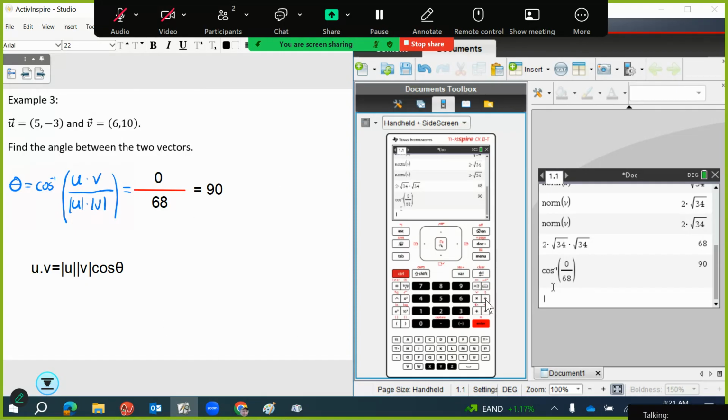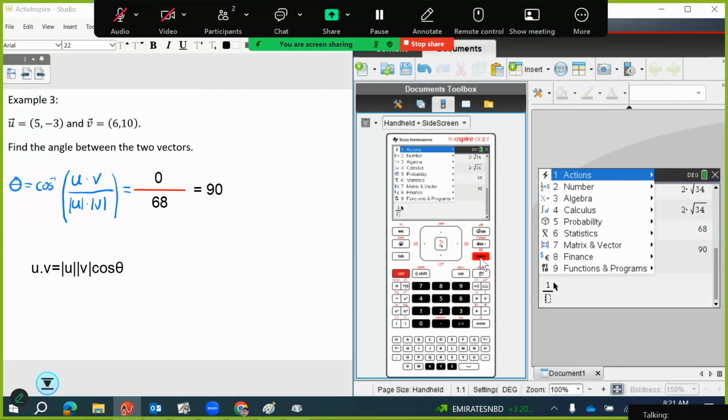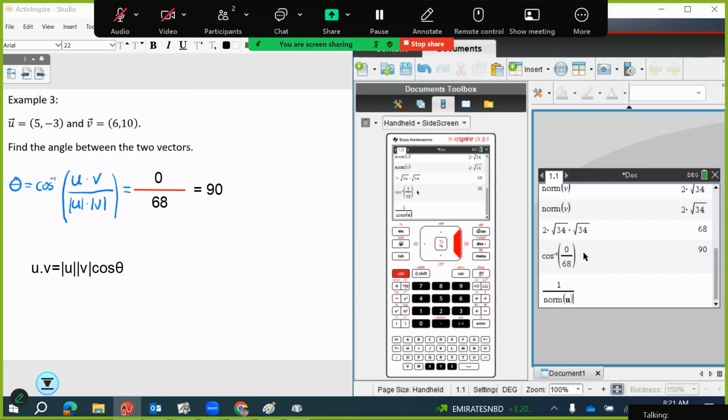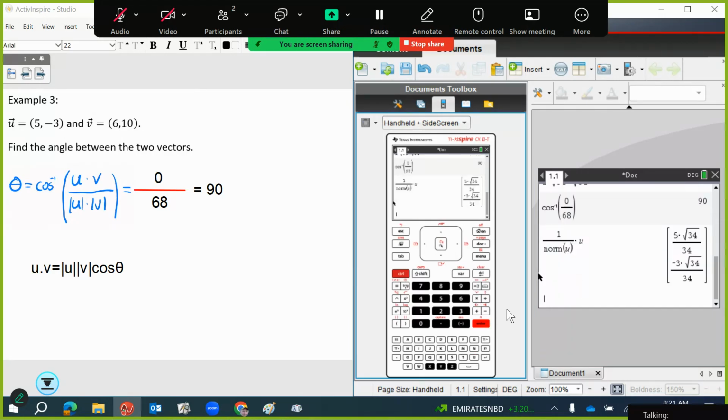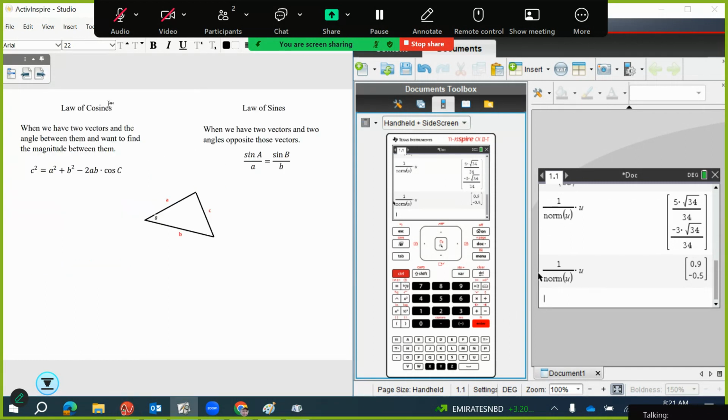So let's say we wanted the unit vector for one of those. I'll just do a unit vector example. So we would want 1 over menu norms, norm of u, multiplied by u. And this is the unit vector for u. Okay, have a go now at what we're going to do.